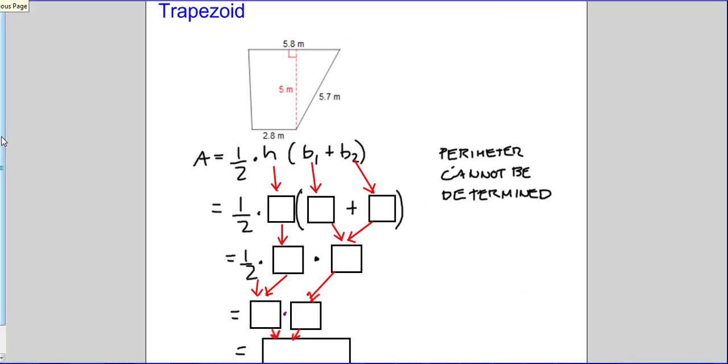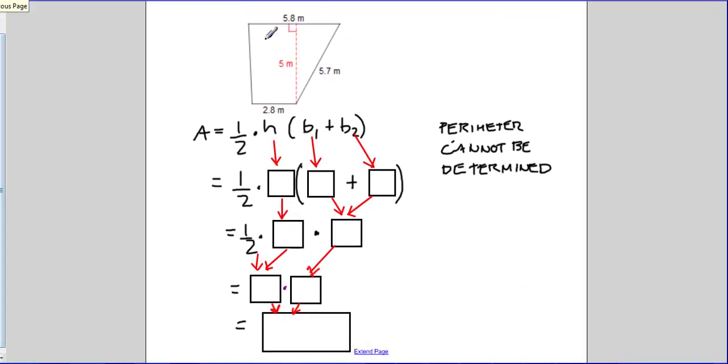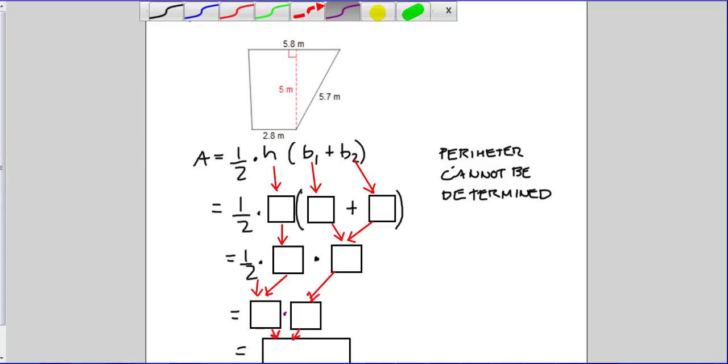Okay, last we'll look at a trapezoid. So in the case of a trapezoid, the area formula is 1/2 the height times the sum of the bases. And the height is going to be, this actually would be a right angle here also. The height intersects the bases at right angles, so I'll call this B sub 1, call this B sub 2, and this will be my height.